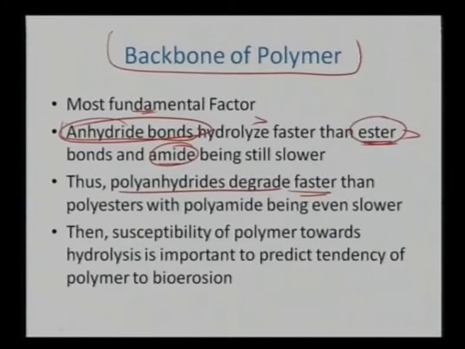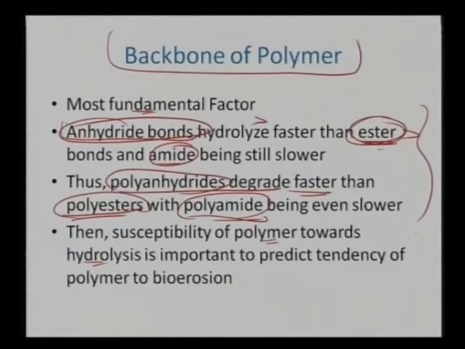So polyanhydrides will degrade much faster in comparison to esters or polyesters, and polyamides might be much more stable, or they will degrade at a much slower rate than that of an ester. So we can have a polyanhydride which can degrade in a very short duration, followed by polyesters which degrade at a much slower rate, and polyamide being even slower than the polyesters. Again, the susceptibility of the polymer towards hydrolysis is also very important. Though this depends on the overall chemical nature like anhydride, ester and amide bond, there is an additional factor of the hydrolysis part.